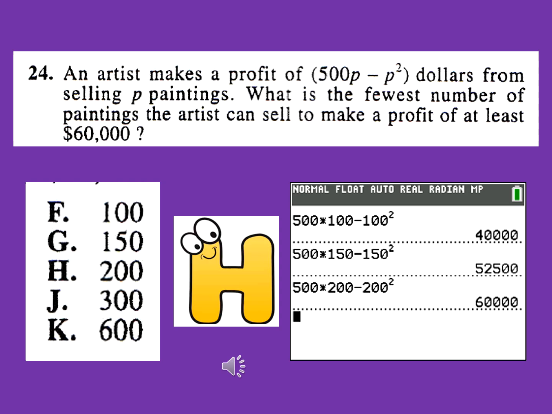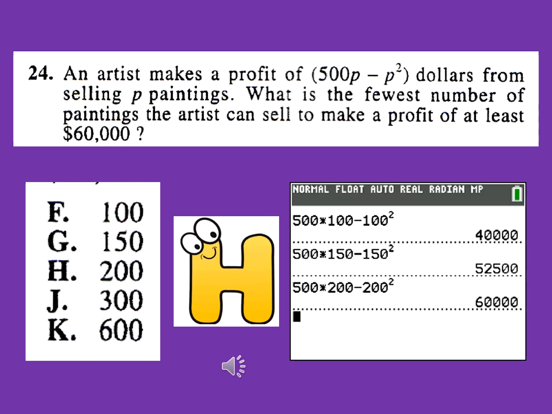It gives you the formula for what the profit is, and all you really need to do is start plugging in numbers until you get an answer that's at least 60,000. If I plug in 100 and I take 500 times 100 minus 100 squared, I get 40,000. So obviously not big enough. I plug in 150, I get 52,500. Still not quite big enough, but honestly, if I'm in a hurry, it might be enough to convince me that the next one's probably going to be the answer.